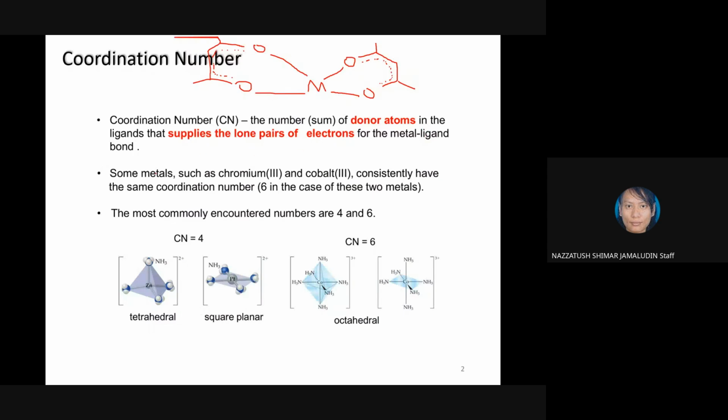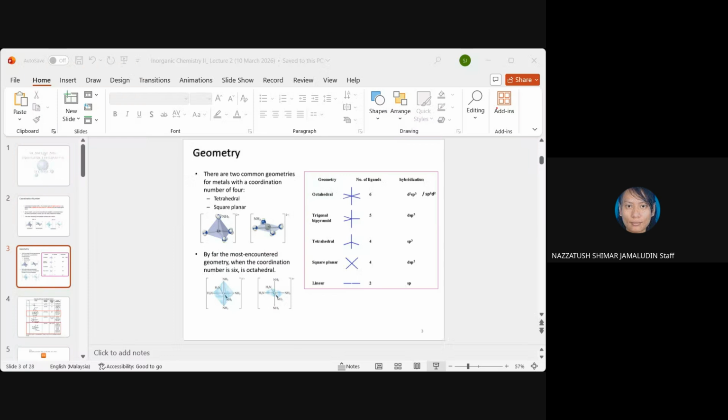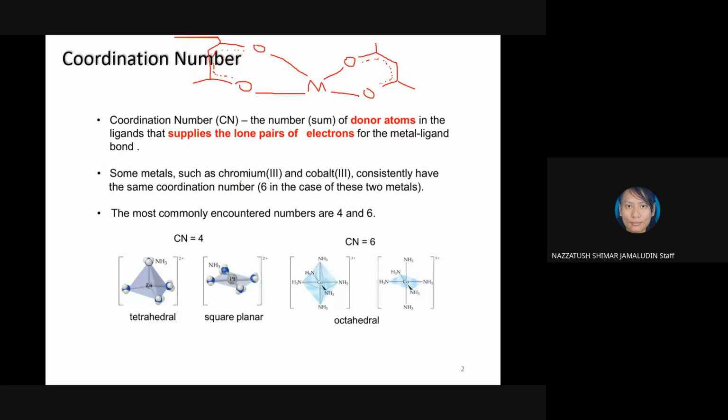Okay? So some metals like chromium-3 or cobalt-3, most of the time, will have the same coordination number, which is 6. So a coordination number of 6 makes an octahedral, because in an octahedral system there are 6 coordination bonds. So the coordination number is 6.